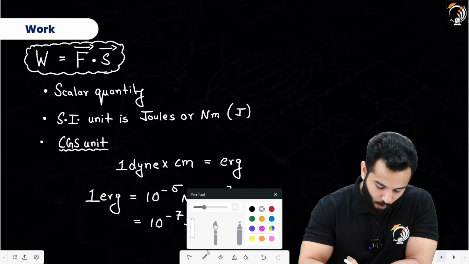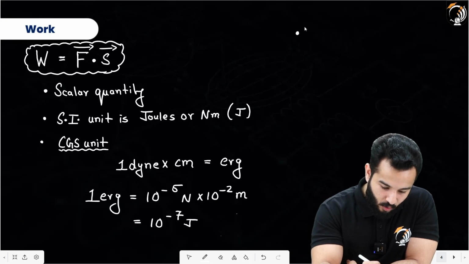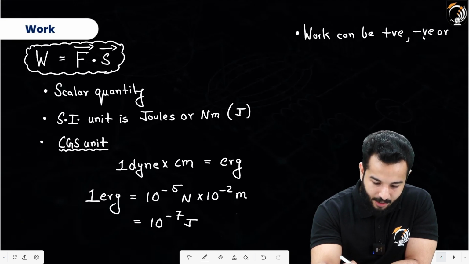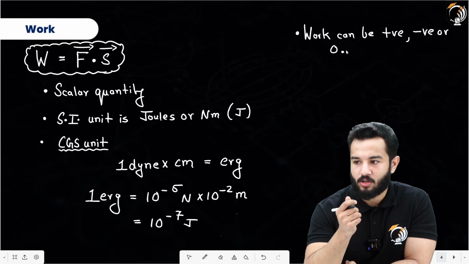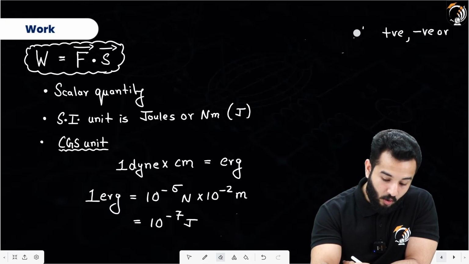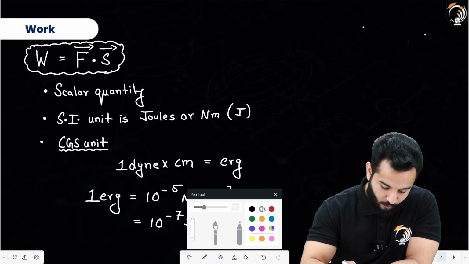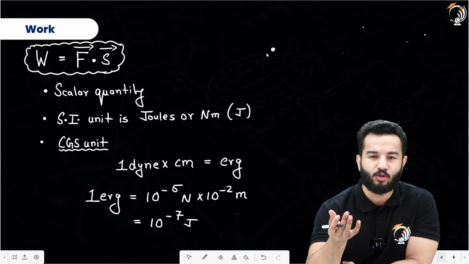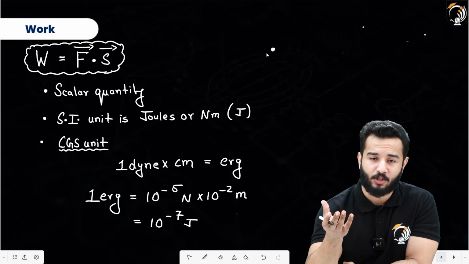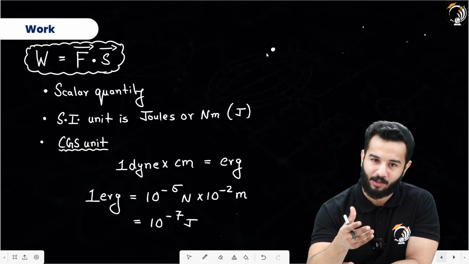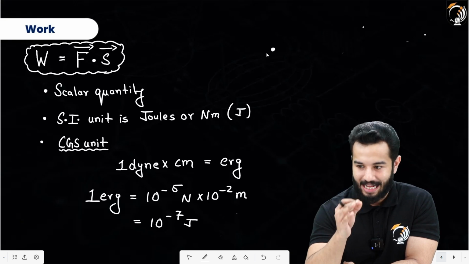There's one more important thing, that work can be positive, it can be negative, or it can be zero. Sometimes a student gets confused when we talk about something like this, that how come work can be positive, negative, or zero when it is actually a scalar quantity, right? Usually we use plus or minus signs just to show the direction. And when we talk about direction, we are basically talking about a vector quantity. So this is another doubt that I'm just going to clear.